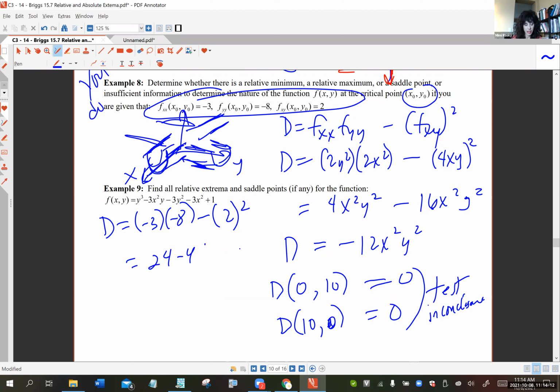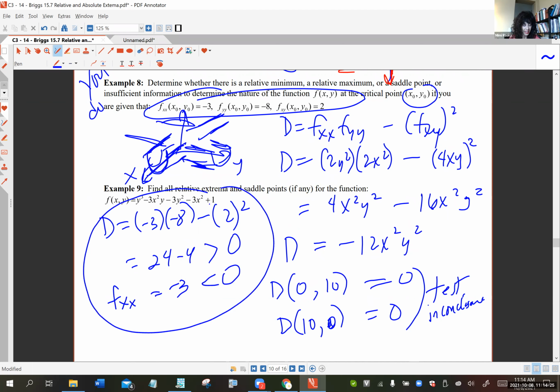It's positive. So now what? Well, the theorem says if D is positive, you've got to go check what fxx is doing. But it looks like fxx is -3, so that's negative. So if D is positive, but fxx is negative, you've got a relative max. And that was the answer. That's all you had to do. Easy peasy.